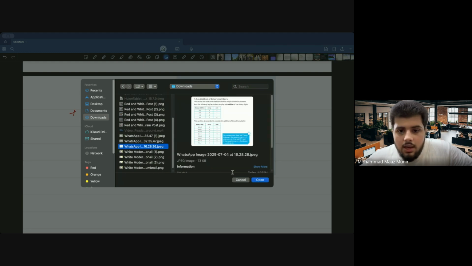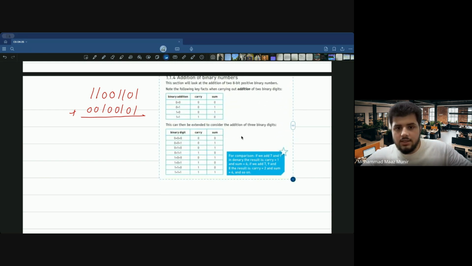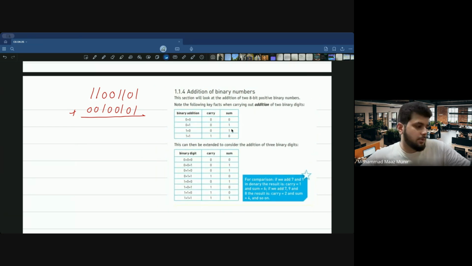Where is it? Yeah, up here from the book, directly from the book. So look at this. We have this specific addition of binary numbers section from the book. It's basic maths. Yeah, it is basic maths, but there is a catch to it. When we are adding binary numbers, we can either add 0 plus 0.